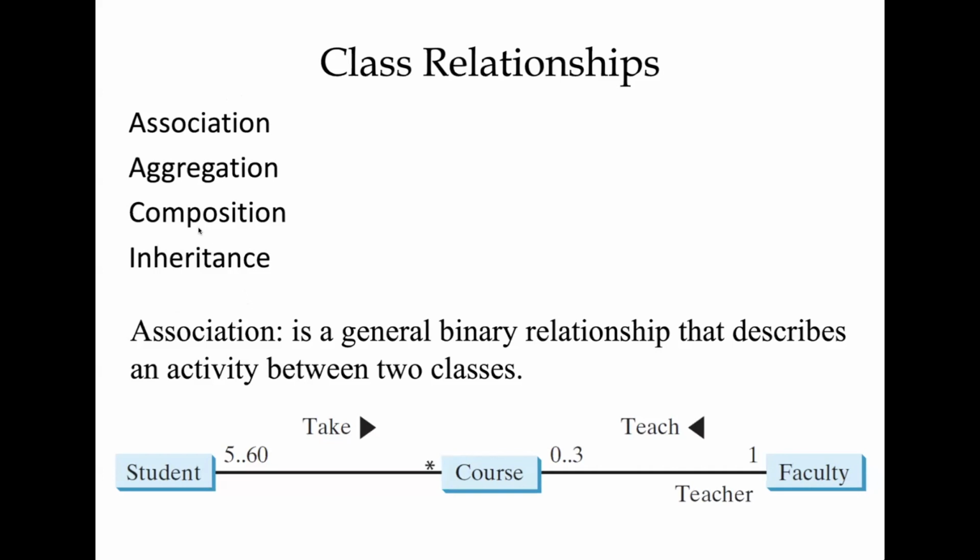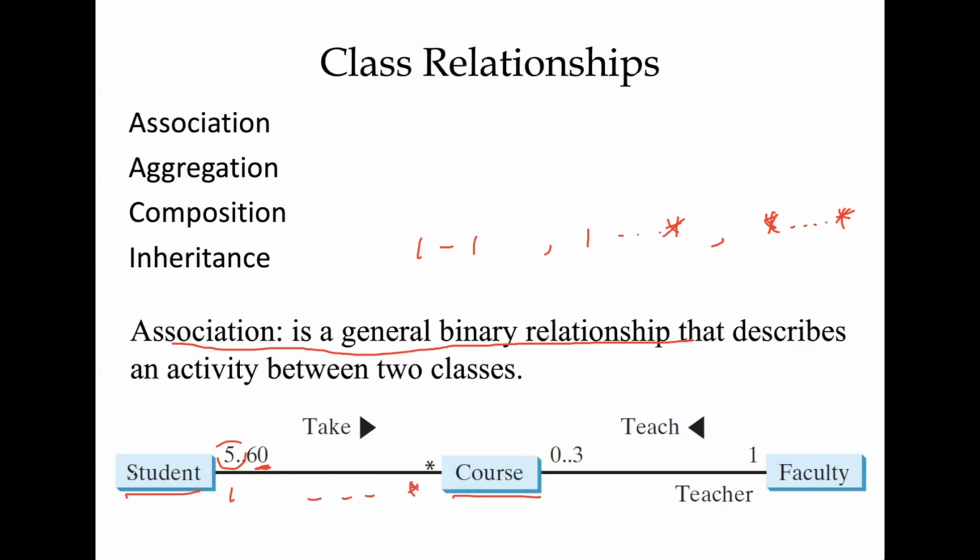Association represents a relationship between two classes where one class uses another class as part of its functionality. Sometimes they can be one-to-one, one-to-many, or many-to-many. In the example of a student and course relationship, you could have 5 students associated with 60 different courses to take. This could also be one-to-many.